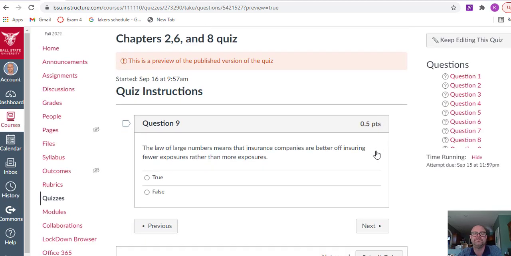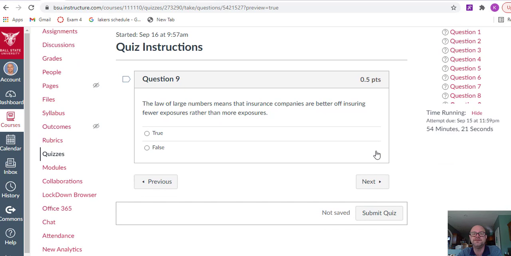Number 9, law of large numbers means that insurance companies are better off insuring fewer exposures rather than more exposures. That's false. The law of large numbers says if you want your actual results to be close to what you expect, the best way to bring that about is to have more exposures. Because as the number of exposures increases, the more likely it is that your actual results will approach what you expected. That's the whole point.